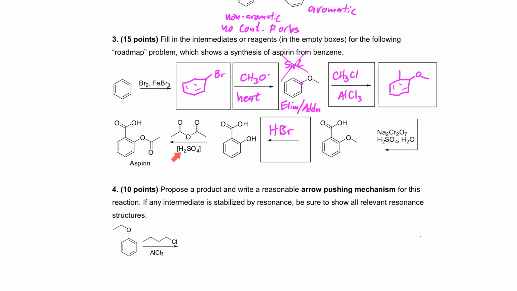And then this step is one that we'll learn in chapter 21, carboxylic acids and their derivatives. So I put that in there for you because obviously we haven't learned that yet, but that's acylation of alcohols to form an ester functional group.